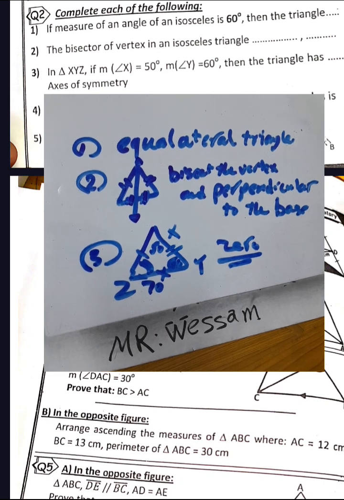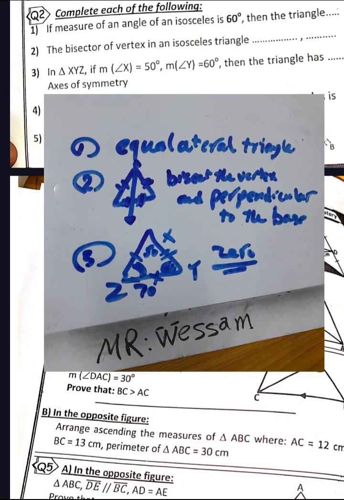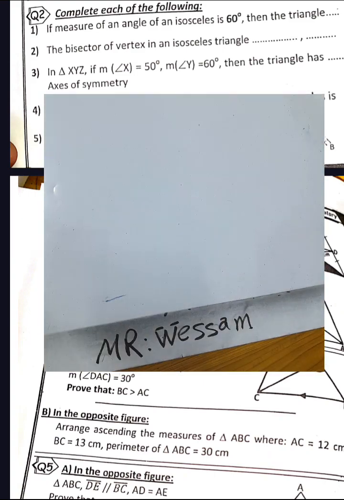Okay, then we call it what? A scalene triangle. A scalene triangle doesn't have any line of symmetry, then the number of lines of symmetry will be equal to 0. Okay, next question.